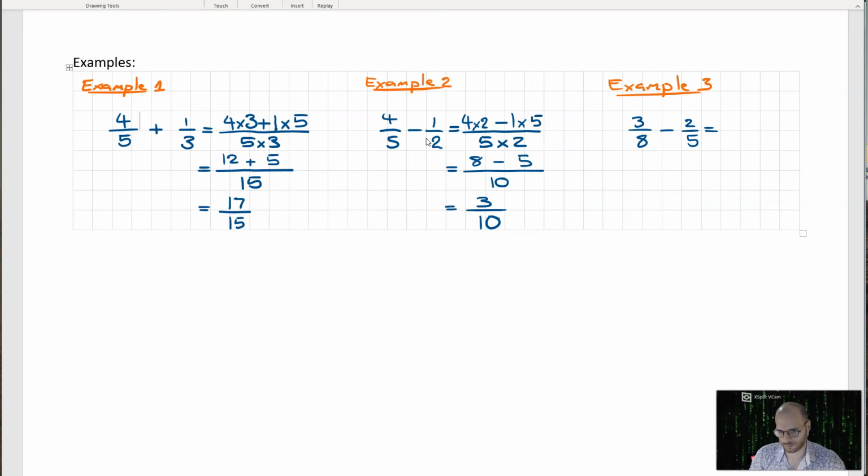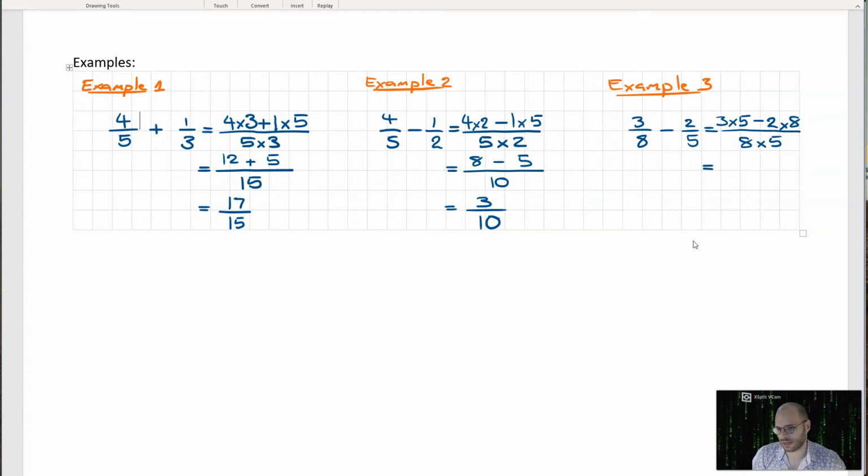We have 3 over 8 minus 2 over 5. The process which we use is we first get our denominators, 8 and 5, and we multiply them together. Then we draw our line and we look for the operation, which in this case is subtract, so I'll put a minus in there. Next step, I get the first numerator, which is 3, and I multiply it with the second denominator, which is 5. Finally, we get the second numerator, which is 2, and we multiply it with our first denominator, which is 8.